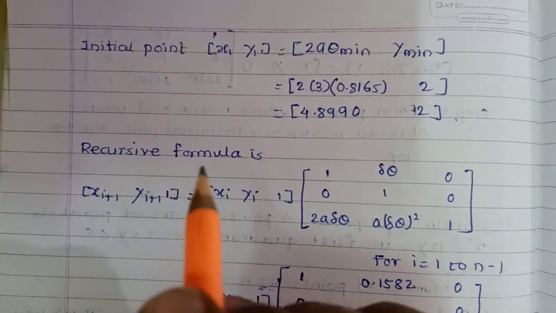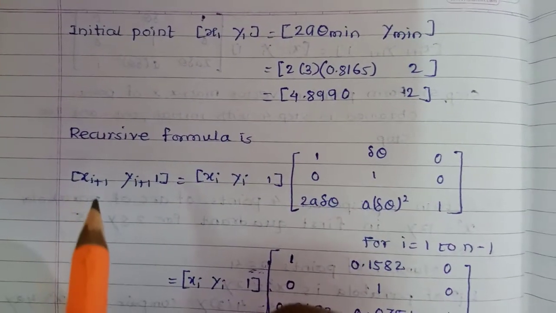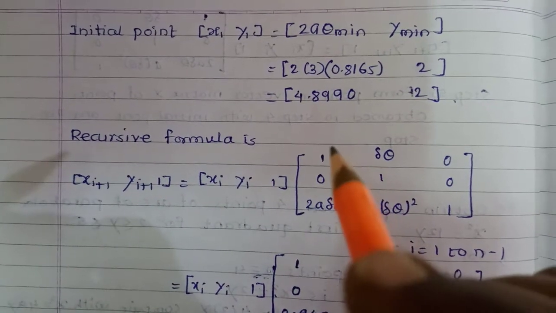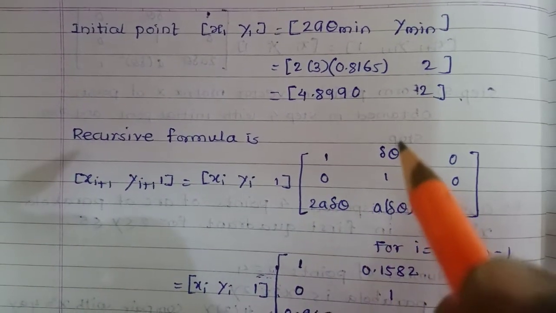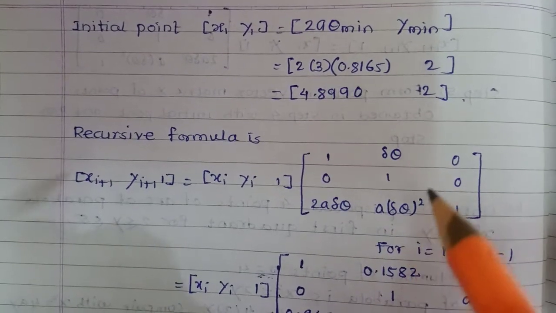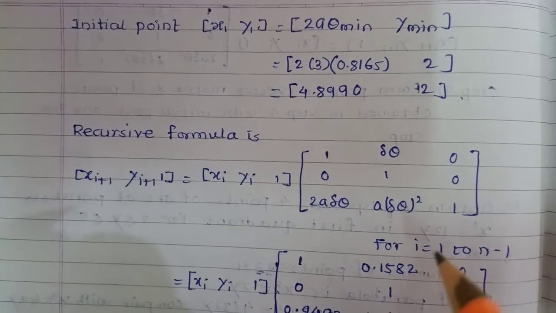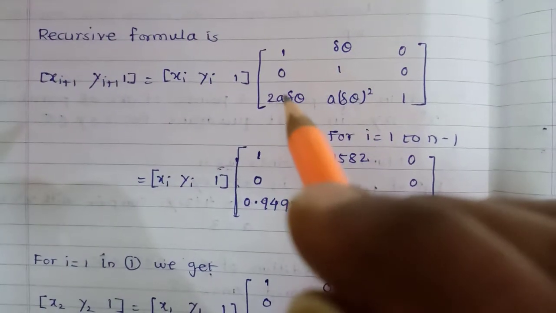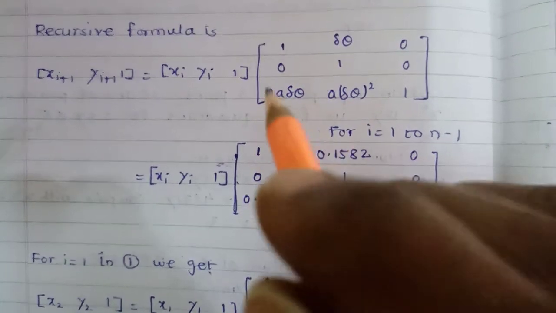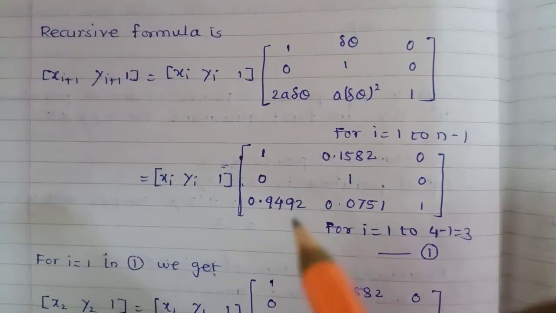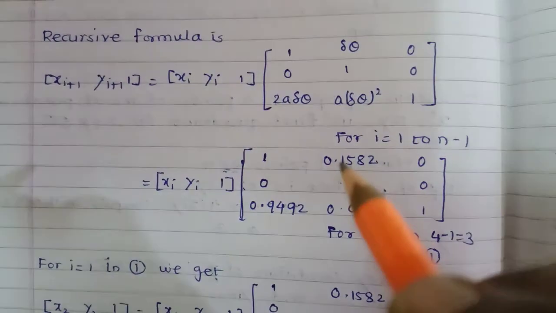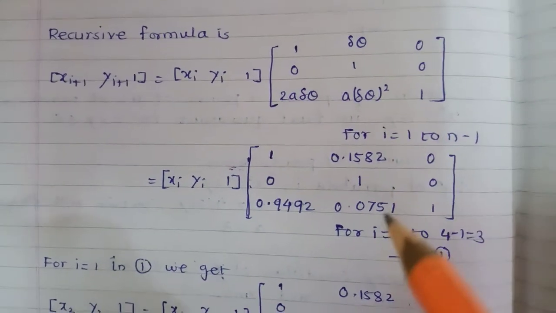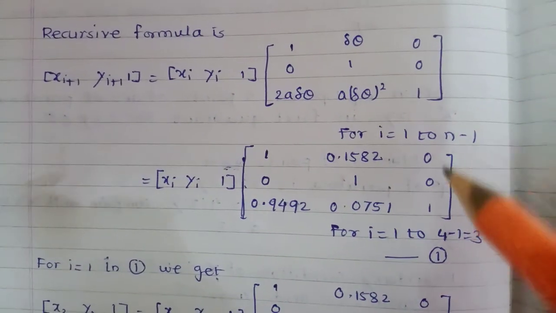Now as the next step we have to write down the recursive formula: x of i plus 1, y of i plus 1, 1 equals the matrix times xi yi 1. The first column is 1 0 0, 2a delta theta, the second column is a delta theta, 1, a delta theta square, and the last column is 0 0 1, for i equal to 1 to n minus 1. In that standard matrix we have to put the values of a and delta theta. All this calculation is done in the calculator, we get the required term. Similarly, put delta theta's values here, and a and delta theta square, do the simplification in the calculator, we get this answer. And the last column we write as it is.